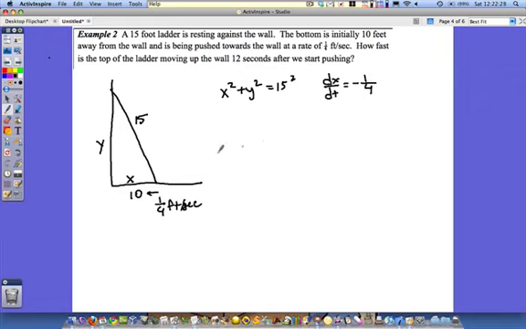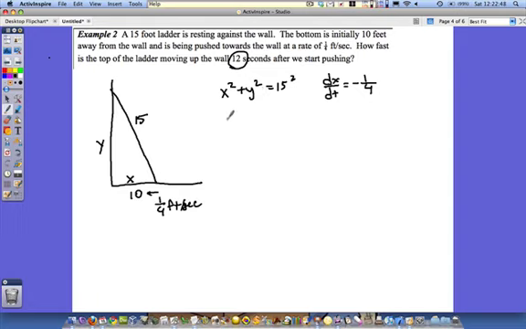Why is it negative? What's the distance doing if you're pushing the ladder toward the wall? x is getting smaller. If x is getting smaller, its derivative has to be negative. We also have a snapshot right here, 12 seconds after we start pushing. We have a little twist to that, but we'll get to that in a minute.